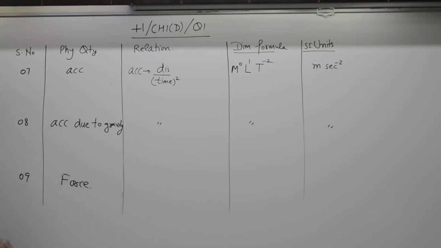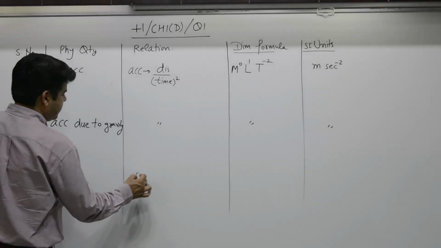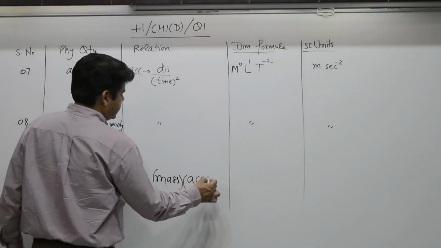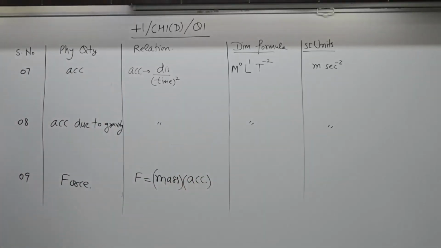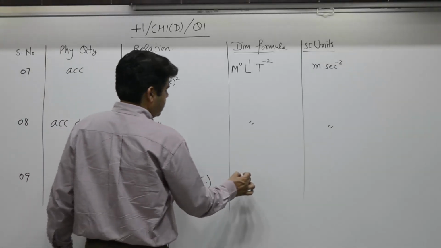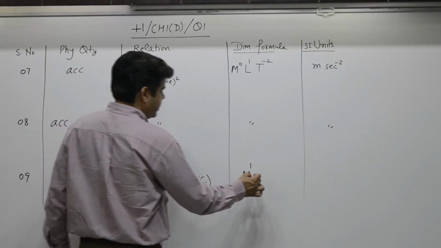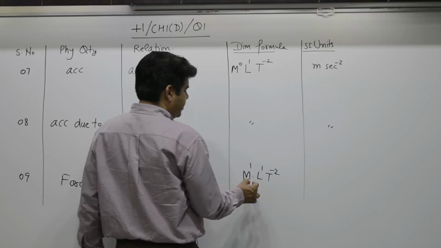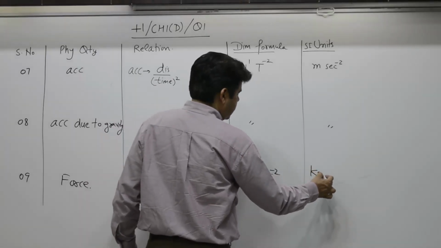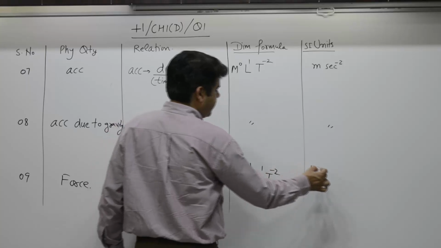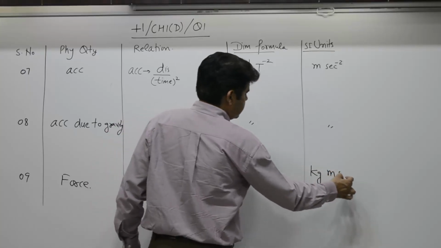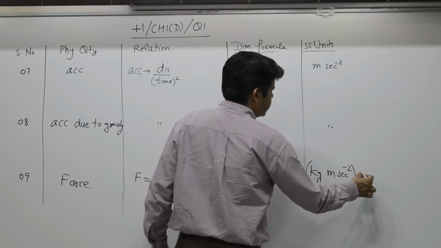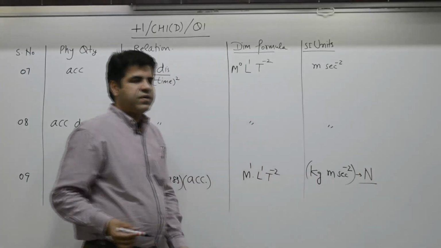Force, yes, relationship: mass into acceleration. Mass m1, acceleration L1 t minus 2. And SI unit: I will write it completely, kg meter seconds power minus 2. This whole thing is known as Newton. So the SI unit for force is Newton.